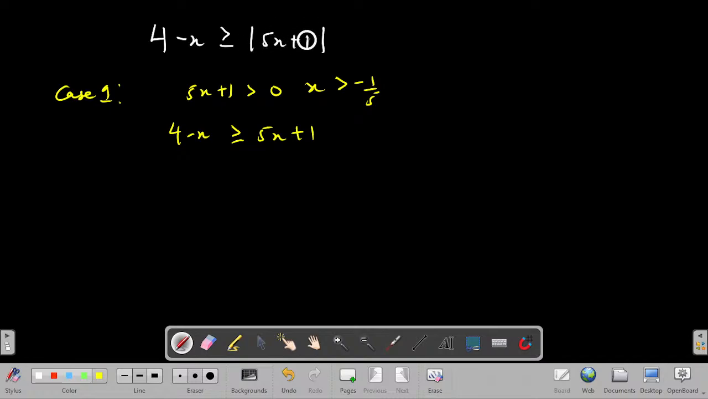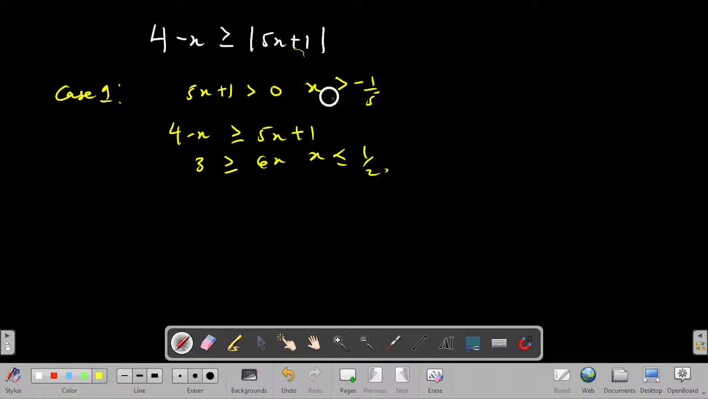Case testing gives us one limit, or it gives us a solution to our limit. For this to be positive, 5x plus 1 should be greater than 0. Therefore, x is going to be greater than negative 1 out of 5. Then, for the first case scenario where this is positive, I'll have 4 minus x greater than or equal to 5x plus 1. So here I'll push my 1 there, I'll have 3 greater than or equal to 6x, right? I have x less than or equal to 1 out of 2.